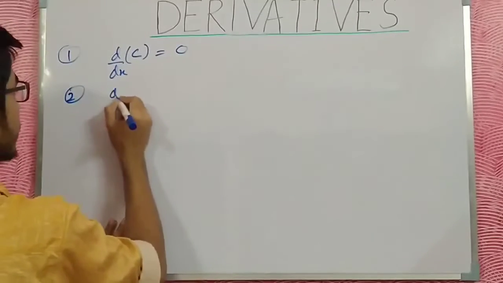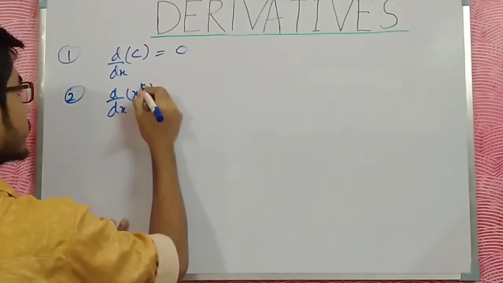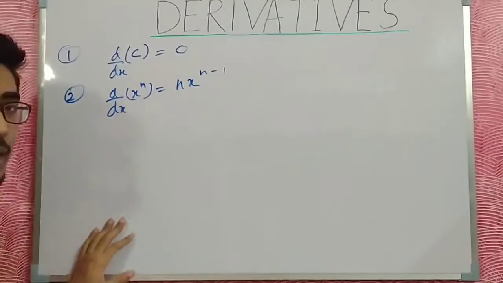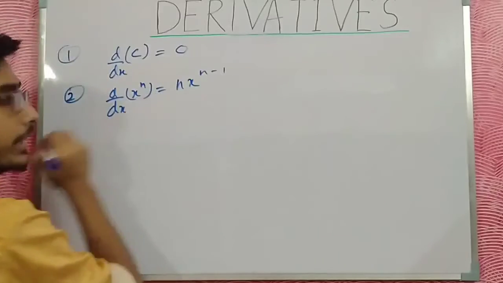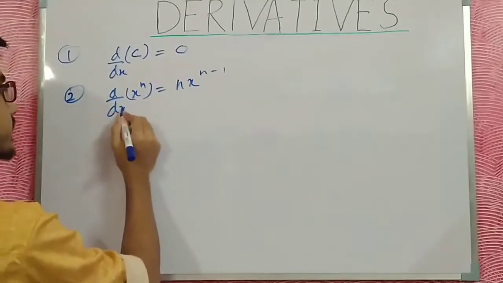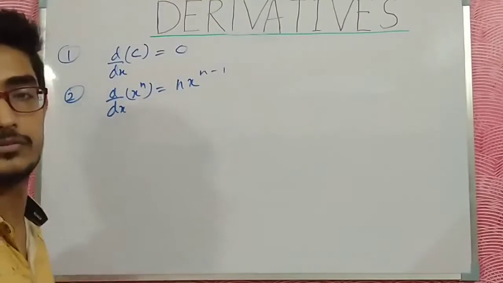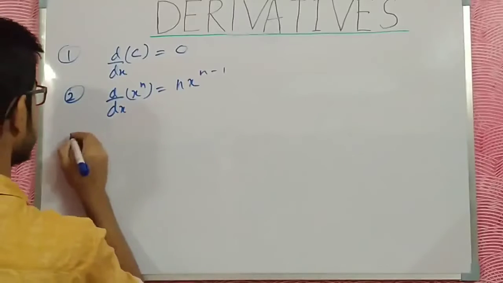Then second, d/dx of, let x to the power n. d/dx of x to the power n is n x to the power n minus 1. I am taking here d/dx because I am differentiating the function with respect to x. So when we have to find the derivative with respect to something, then you will write here d by that.